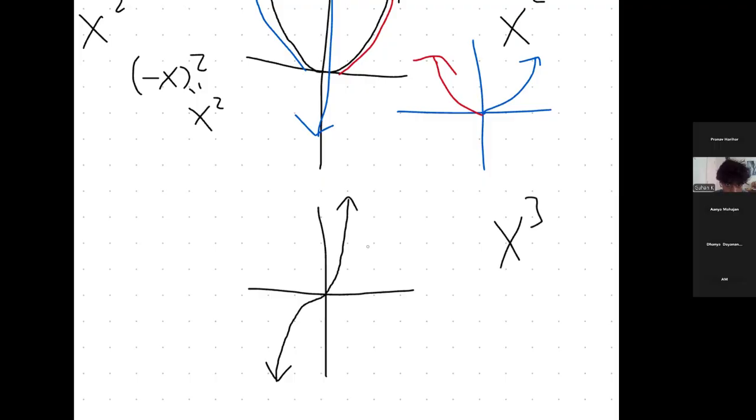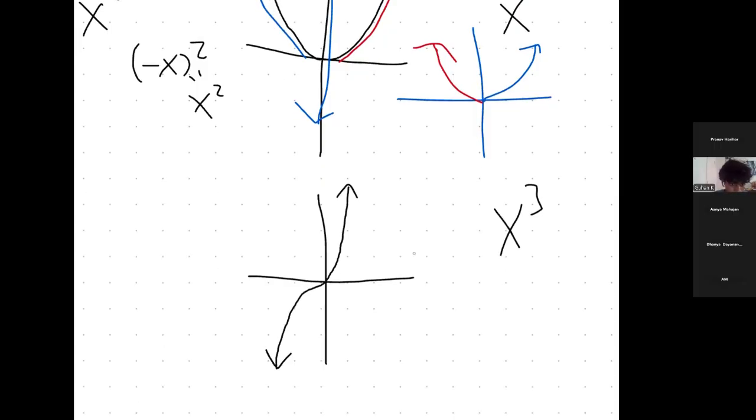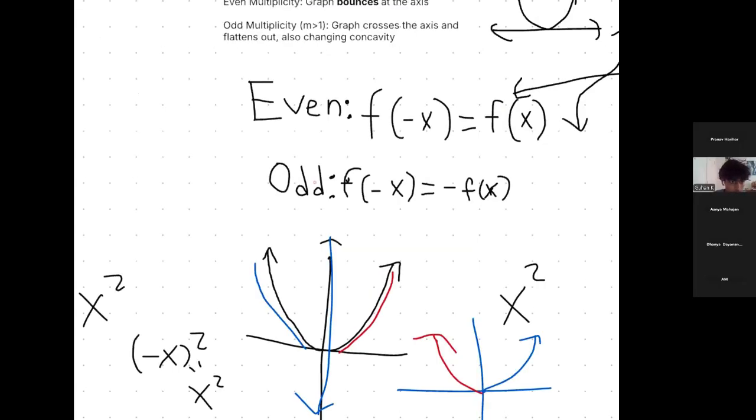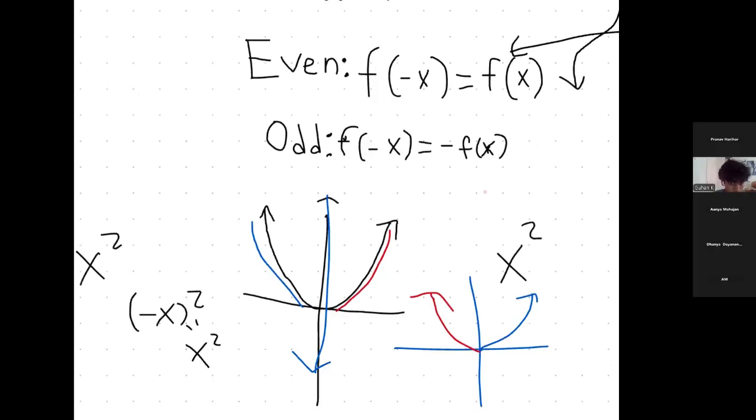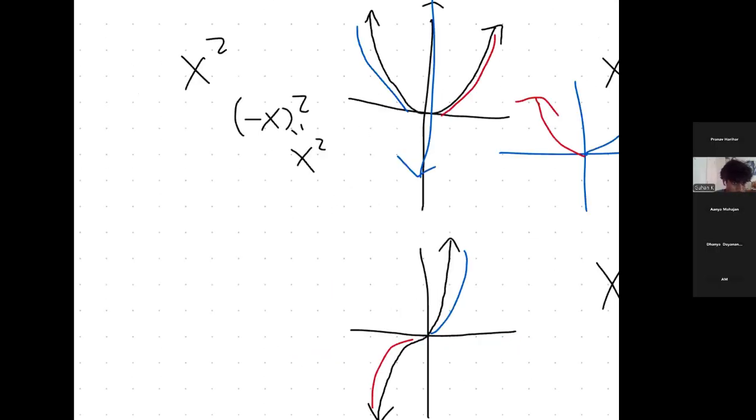Okay. So here again, let's label this as blue and this as red. So for an odd function, let's go back up. f of negative x must equal negative f of x. So let's write that down here. f of negative x equals negative f of x.